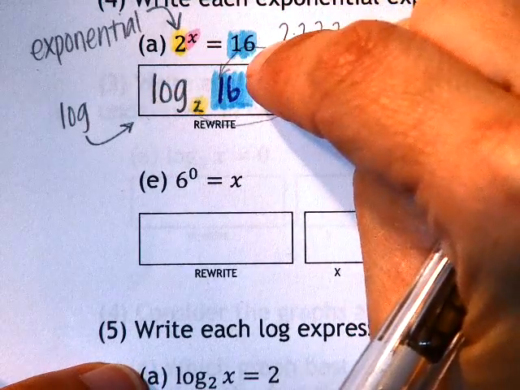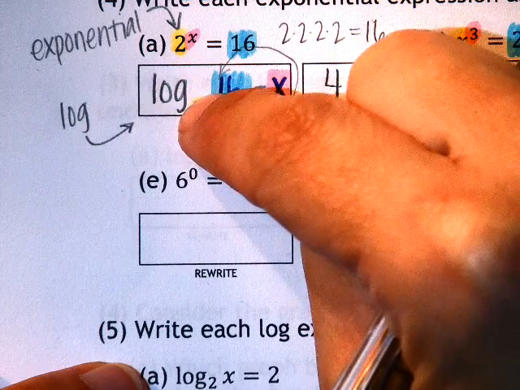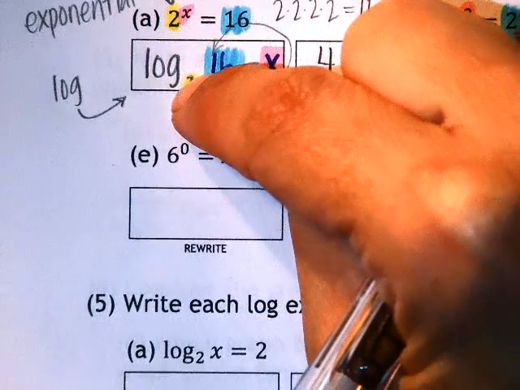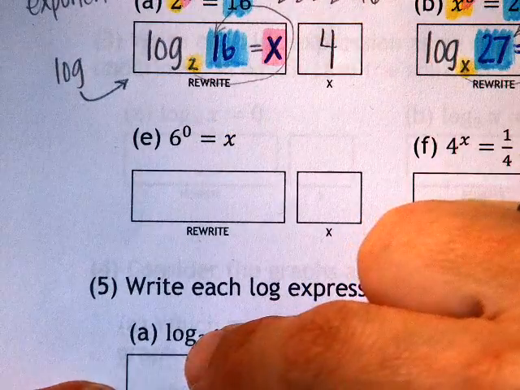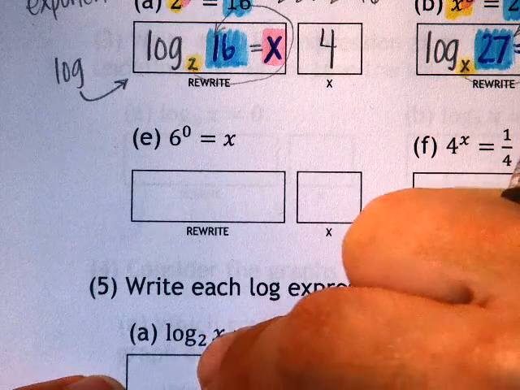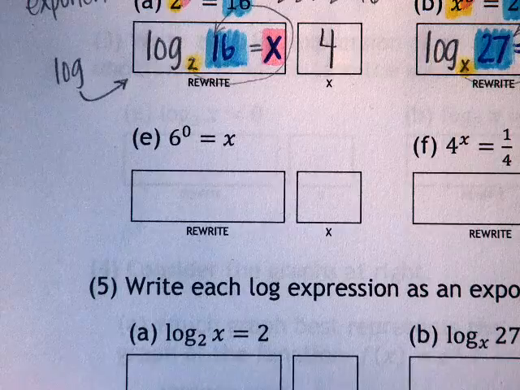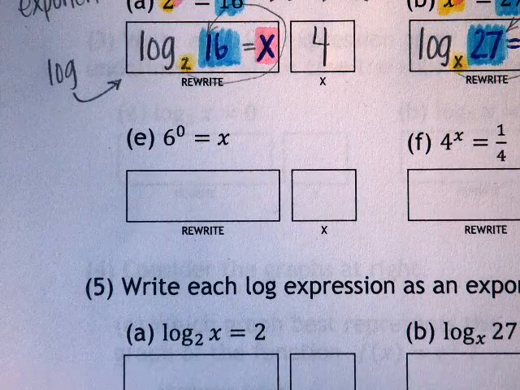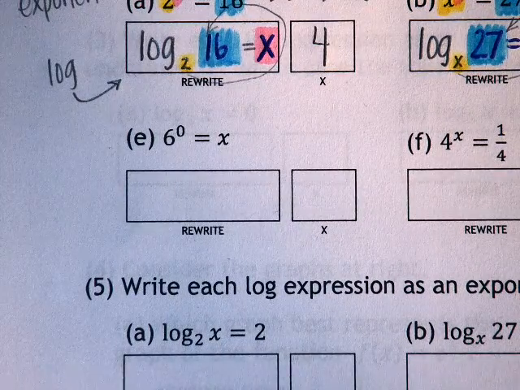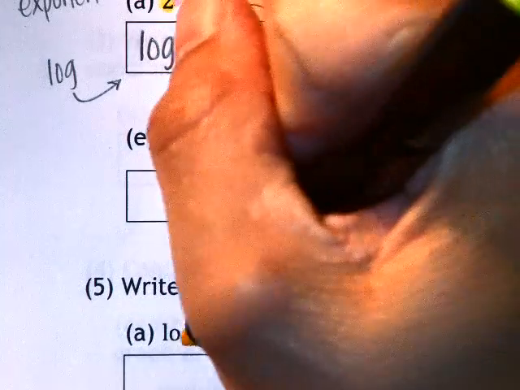Question number 4 was all about starting with an exponential and writing it as a log. So question number 5 is naturally going to go in reverse. They're going to give you the log and ask you to write it as an exponential. To keep things consistent, I'm going to stick with the color coding that I was using in question number 4, though you don't have to do that yourself. It's kind of a personal preference.